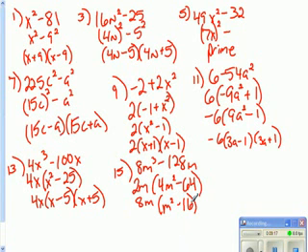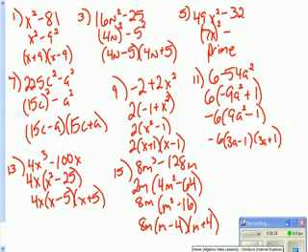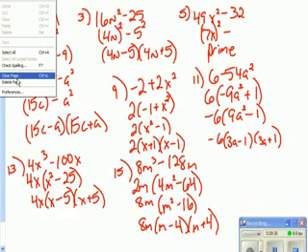Now that's something squared minus 4 squared, right? So I'm going to do m minus 4 and m plus 4. That's it. Alright, let's clear the page.